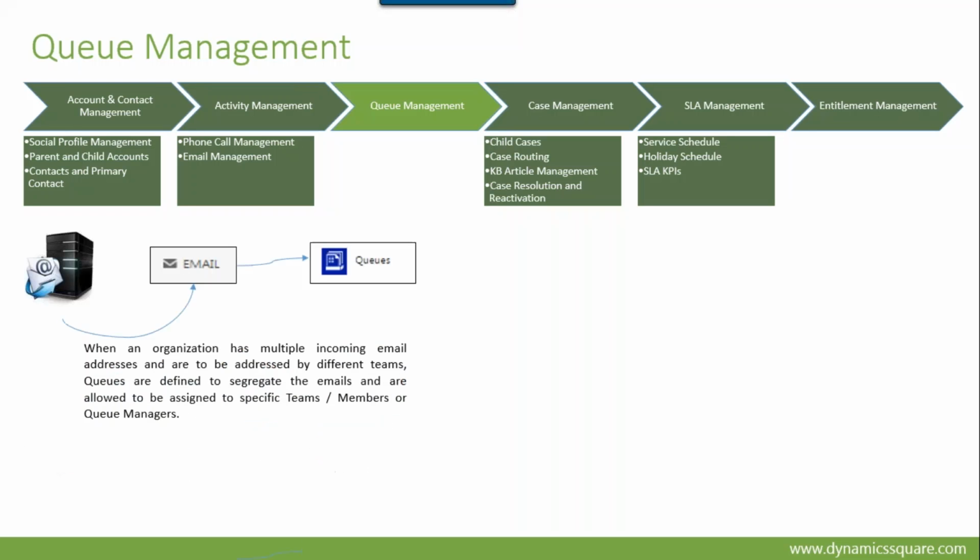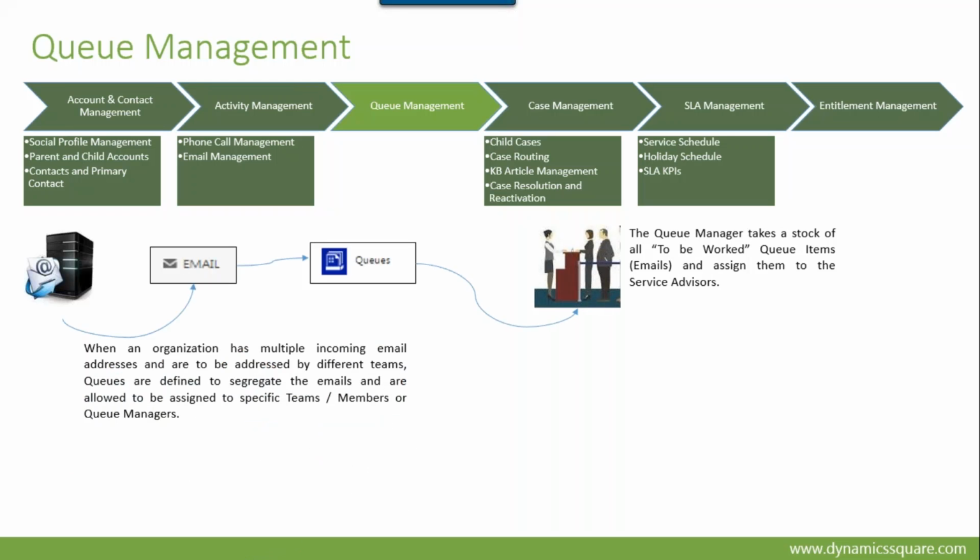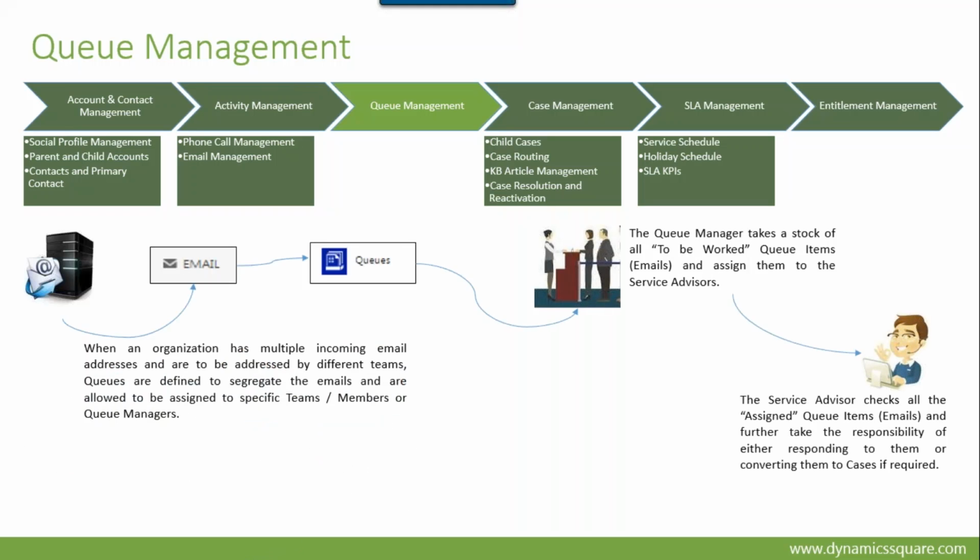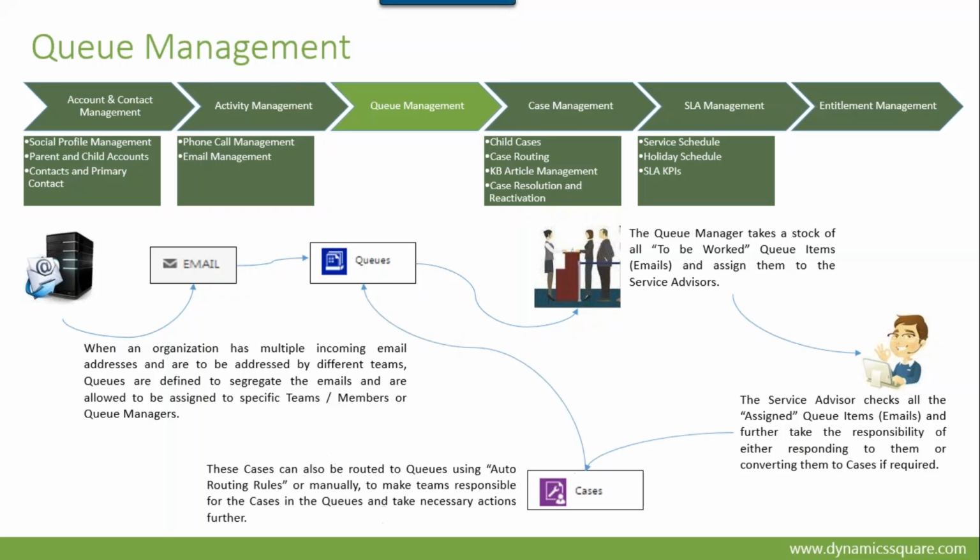The queue manager takes stock of all to-be-worked queue items, emails, and assigns them to the service advisors. The service advisors check all the assigned queue items, that is the emails in this case, and further take the responsibility of either responding to them or converting them to cases if required. These cases can also be routed to queues using auto-routing rules or manually, to make teams responsible for the cases in the queues and take necessary actions further.